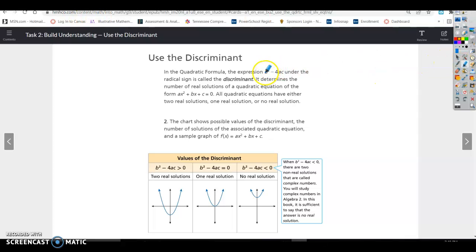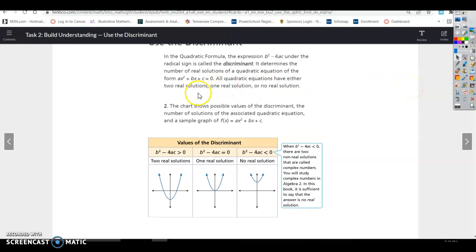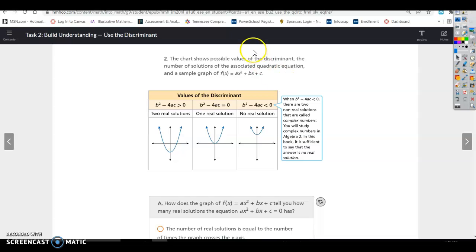All right, so again, this is very important. This is called the discriminant. This is a new term that you need to be familiar with. And you also need to know that every quadratic equation can have two real, one real, or no real solutions. So the chart shows possible values of the discriminant, the number of solutions of the associated quadratic equation, and a sample graph of f of x equals ax squared plus bx plus c.